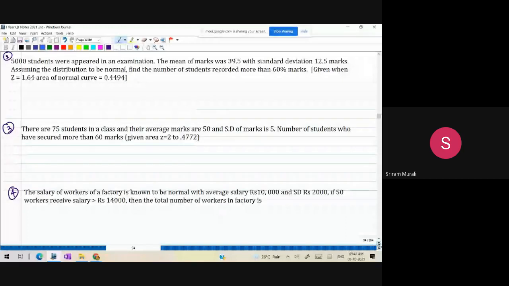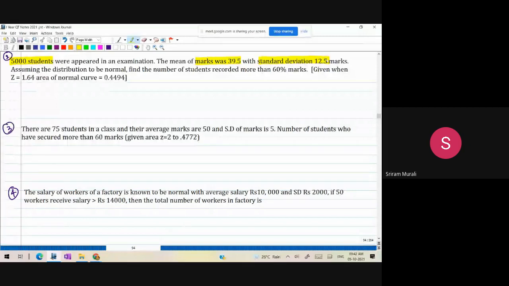Before getting into this, what is the application of this normal distribution? See, without conducting a statistical experiment, we can find the output. That is the significance of this normal distribution. For example, take this: 5,000 students appeared in an exam. I don't know each and every student's mark. The mean mark and standard deviation are given. So these two are the deciding factors for the normal distribution.